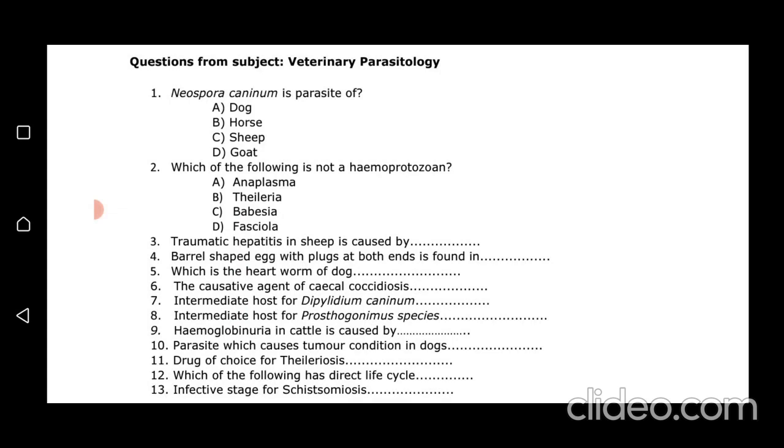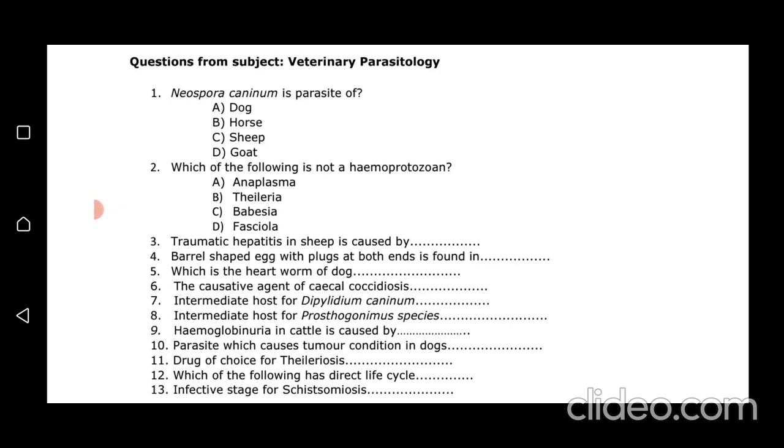Traumatic hepatitis in sheep is caused by Fasciola hepatica. Barrel-shaped egg with plugs at both ends is found in Trichuris species. Which is the heartworm of dog? Dirofilaria immitis. The causative agent of cecal coccidiosis is Eimeria tenella.